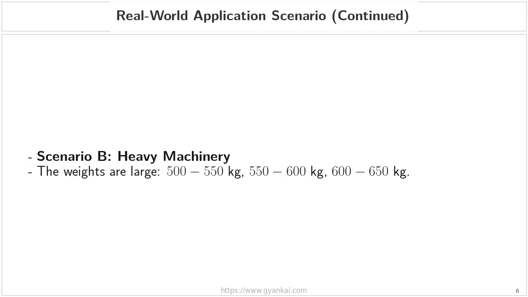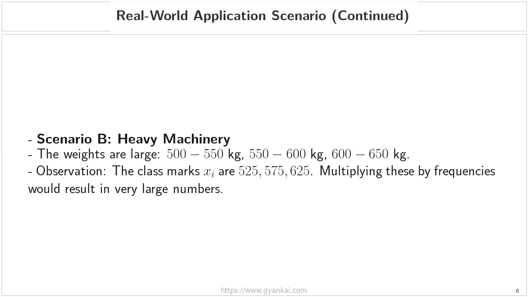In this case, notice that the weights are much larger, with class intervals ranging from 500 to 550 kilograms, 550 to 600 kilograms, and 600 to 650 kilograms. If we take a look at our observations, the class marks, or x sub i, are 525, 575, and 625. If we were to use the direct method we discussed earlier, multiplying these large class marks by their frequencies would result in very large, cumbersome numbers, making the calculation quite tedious.